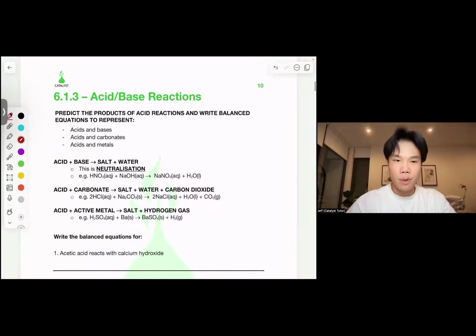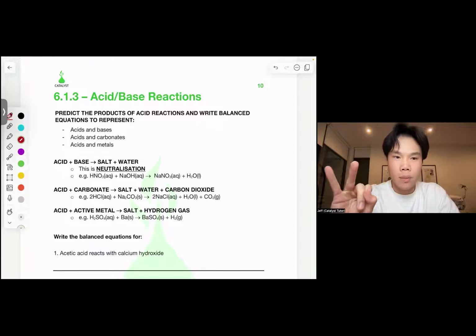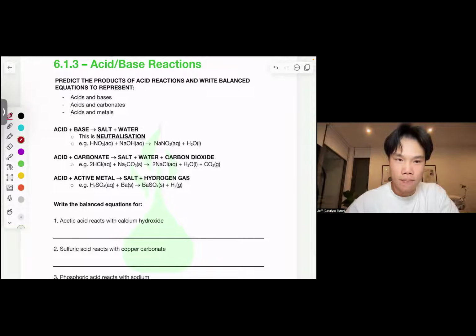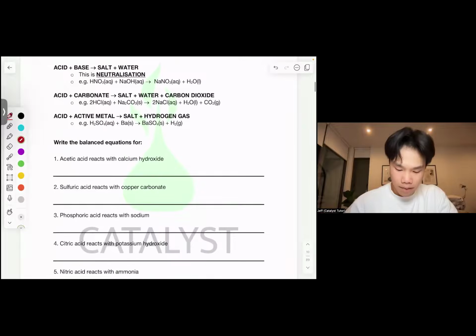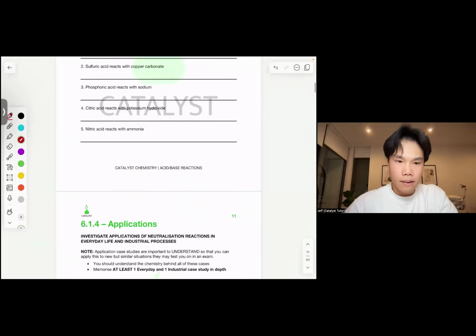So acid-base reactions, we have three of them. We need to know what happens when you react an acid and a base, acid and carbonate, and acid and metal. So acid and base is neutralization. It makes salt and water. Acid and carbonate makes salt, water, carbon dioxide. Acid and metal makes salt and hydrogen gas. You can be asked to write any of these equations at any point. These should be bread and butter going forward.